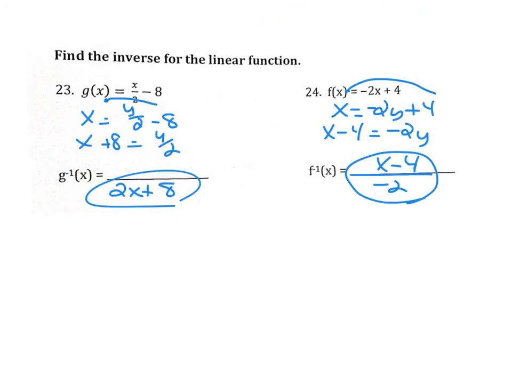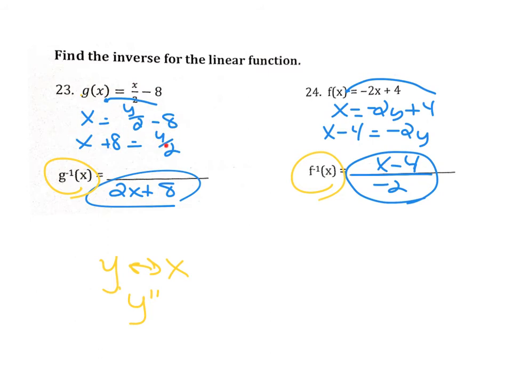All right, last two. Find the inverse. Remember the steps here. Step 1, switch y and x. Take your y and x, switch them, and then get the y all by itself. They've already got the f inverse and g inverse notation done for you. So in 23, I put the x here, switched places with the x and the y, like this. I moved the 8 over, put x plus 8 equals y over 2.